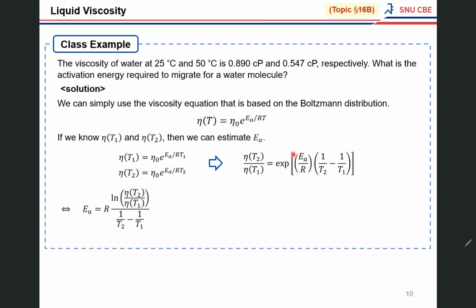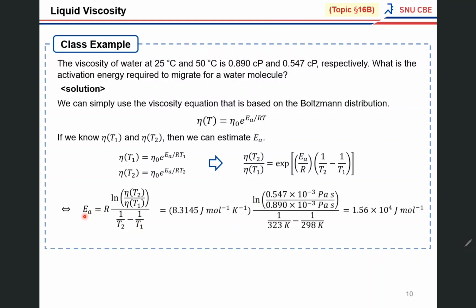So if you solve this equation for E_A, you have this equation with the two viscosities at two different temperatures. Then you can find out the activation energy required for a water molecule to migrate through its own liquid phase. It can be calculated as 1.56 times 10 to the 4 joule per mole.